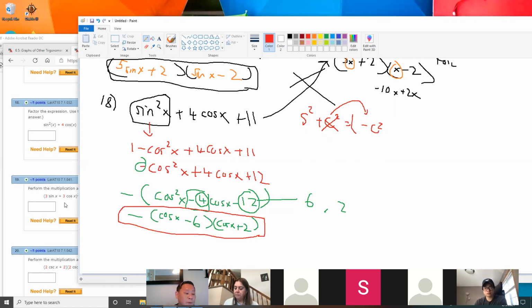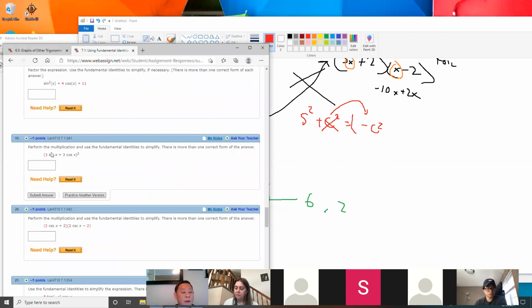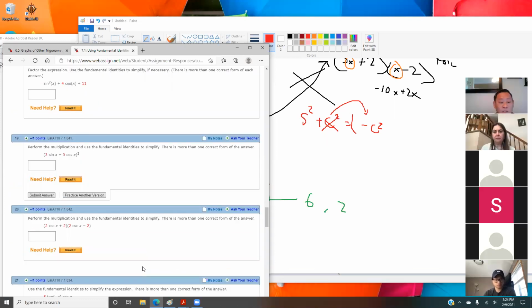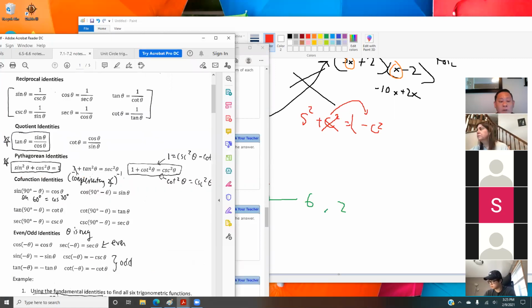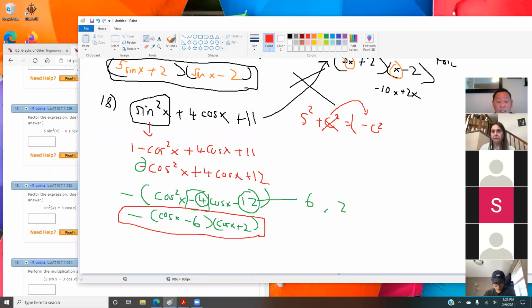And the rest, this one you need to FOIL. This one, like they call you to multiply. Multiply means you FOIL. So FOIL this one out. And then once you finish foiling, because when you FOIL, you got your square, right? And once you got square, you will use your Pythagorean identity to reduce it. Okay, so go home and practice this. Chapter 7, as I told you, is a killing chapter.